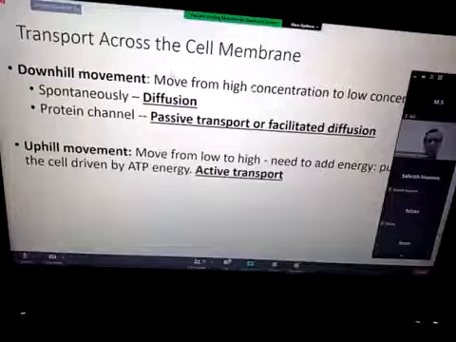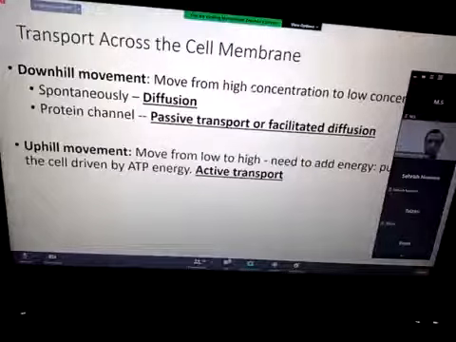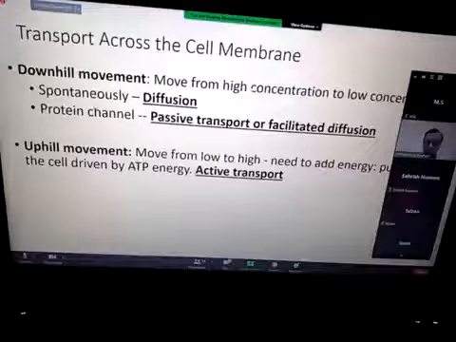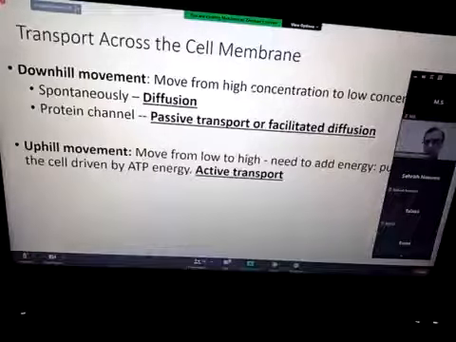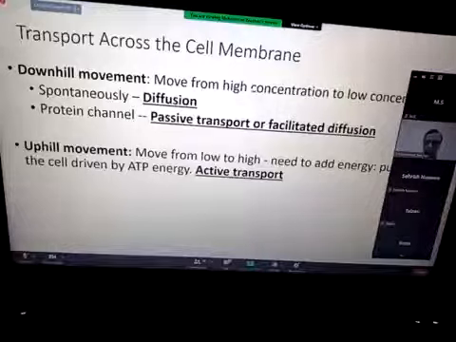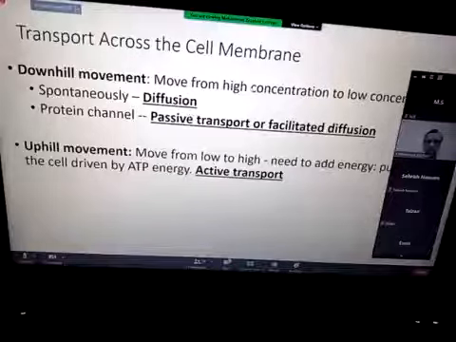There's transport across the cell membrane, which is called downhill movement. The cell membrane allows nutrients, antibiotics and all these things to move across. If it's from a higher concentration to a low concentration, it could be through diffusion, passive transport or facilitated diffusion. But if it's uphill, from low concentration to high concentration, we need more ATP, we need active transport, and active transport needs energy. So there are different pumps which help uphill movement in the cell membrane and cell wall.